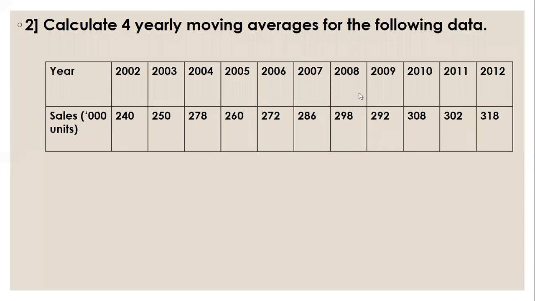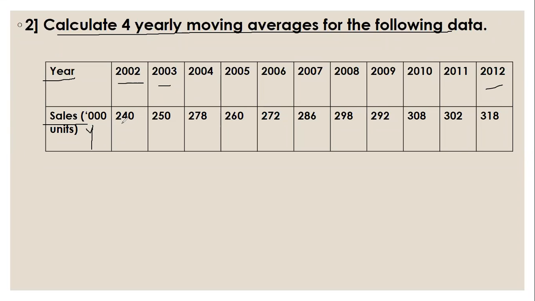Now, in next problem, they have asked us to find 4-yearly moving average. Now, calculate 4-yearly moving averages for the following data. Now, here again, they have given us the number of years, that is 2002, 3. It is started from 2002 and we have until 2012. But here in this problem, instead of production, they have given us sales. So this is nothing but this is Y and this is the year.